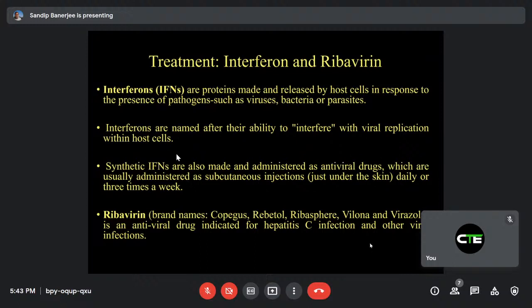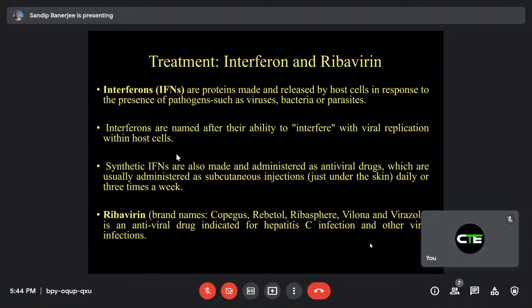Both of them in combination give a good result against this particular virus. The problem is that once this virus enters your body, it will never go. It will remain in your body in the latent stage. It may come back, it may not come back. That's why the research is going on.